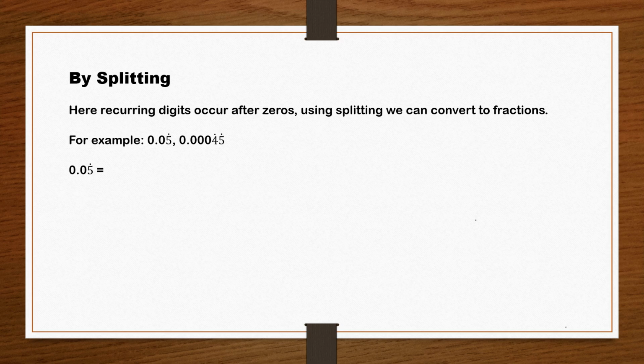0.05 recurring. Split this fraction into two parts, 0.1 times 0.5 recurring. Now convert to fractions. 0.1 is equal to 1 over 10, times 0.5 recurring is 5 over 9. Now we multiply, it becomes 5 over 90. From this we can understand the numerator is the recurring part. Number of 9s in the denominator is equal to number of recurring digits, and zeros in the denominator is equal to number of non-recurring digits.